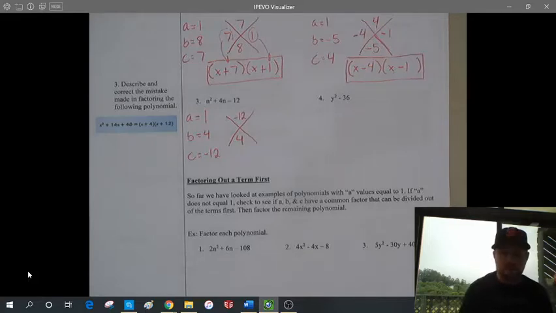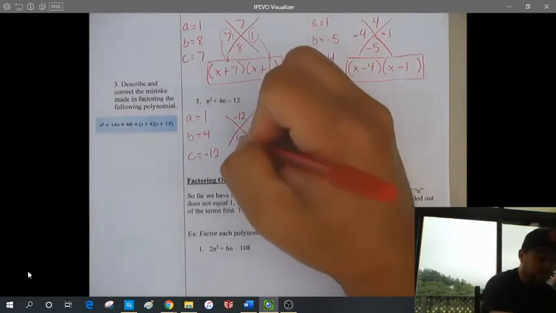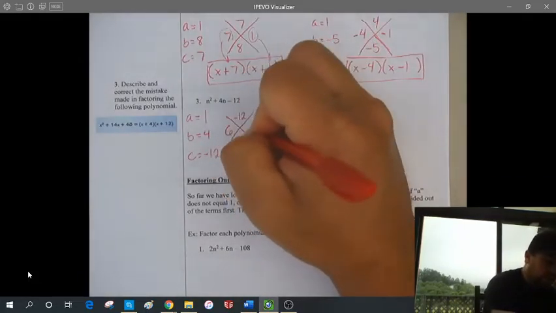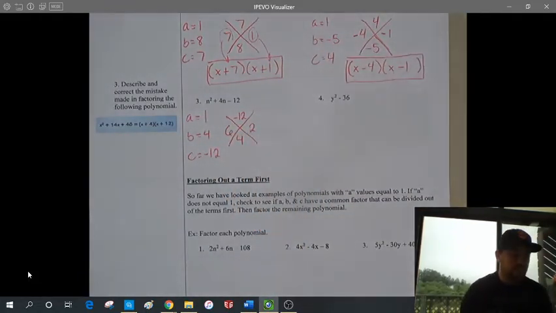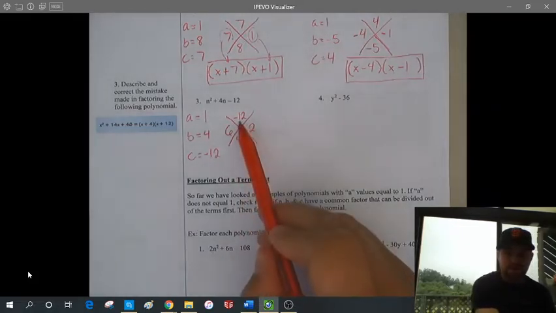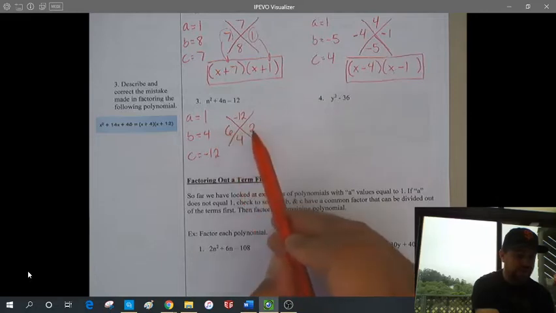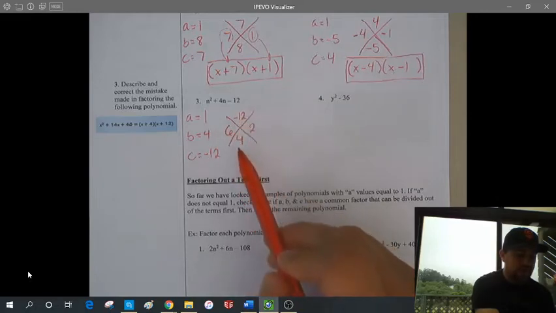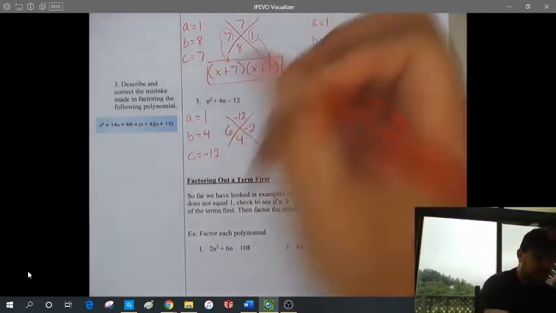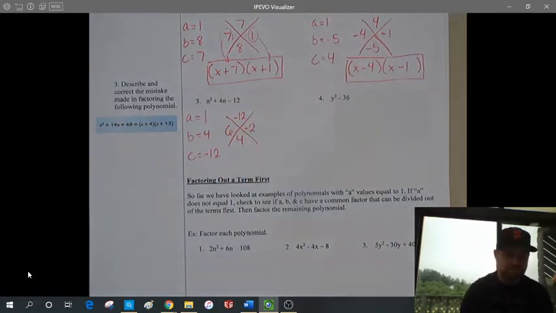to make 4. Well, factors of 12, that would be 4 and 3, 12 and 1, 6 and 2, and if I think about it, 6 and 2 is how I can make 4. So let me put those in there. But notice that the top product, the A times C term, is a negative here. So I have to multiply a positive times a negative in order to end up with a negative. But I want to add to make positive 4. So in order to add to make positive 4, my negative in this case would have to be the 2.